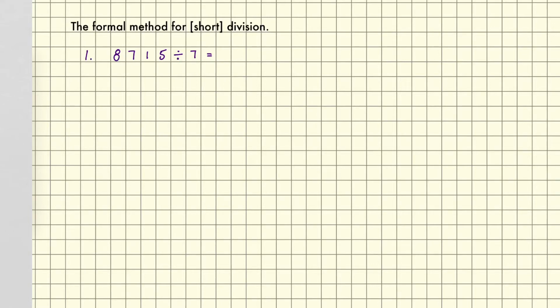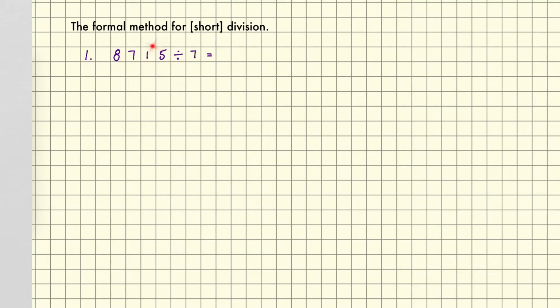This video looks at the formal method for short division. What we have here is a normal division calculation, 4 digits divided by 1. This number, 8,715, is the number that we are going to share between 7 equal pots or people or whatever it would be.